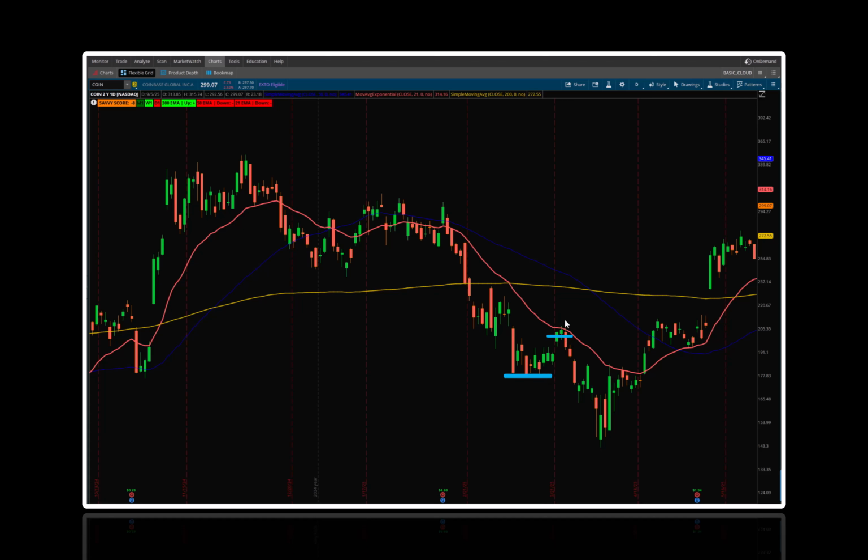And your final exit would have been when the 21, you can see it tried to make a higher low here. But when you had this strong move up on this candle and the slope of the 21 moving higher right here, that gives you an idea that, hey, maybe this is a good point where I should get out of the stock.